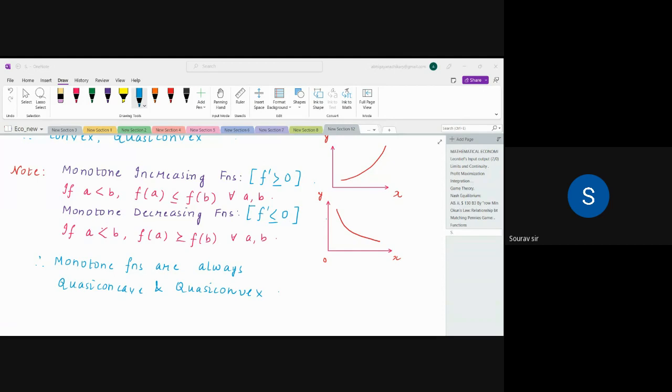You can use the derivative criteria to check for that. You can use this criteria that I wrote, or if possible, if you know the graph of the function, you can draw the function and check. Okay, whichever one suits you, you can do that. All right. Any questions from anybody?